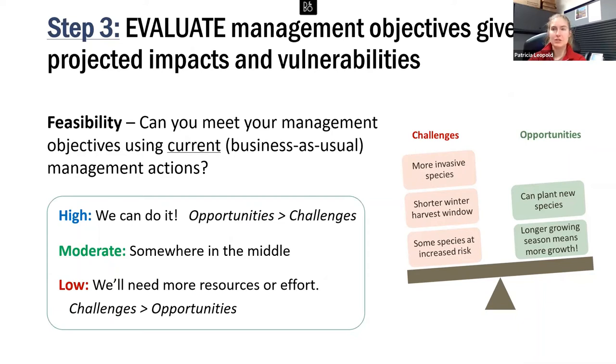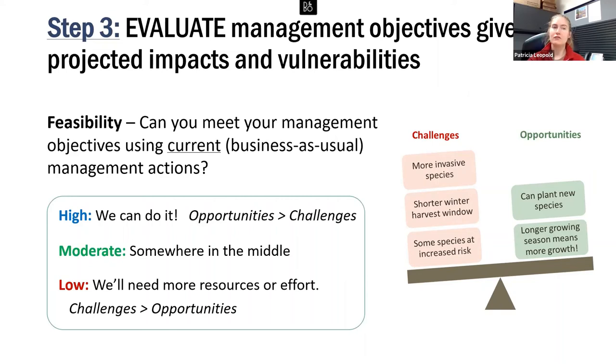If your feasibility is more in the moderate range, that means that some challenges to meeting management objectives under climate change have been identified, but these can probably be overcome using existing management options. You may need enhanced or additional efforts to counteract certain challenges or to promote new opportunities.